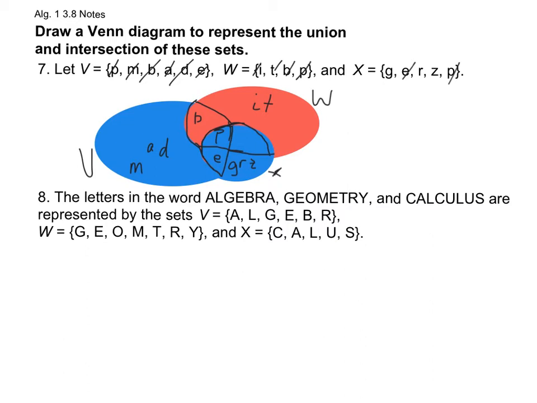M, A, and D were just in V. We've got M and X sharing E, and then all 3 of them share P, and then we've got V and W that share the letter B. So that is my Venn diagram. Try number 8 on your own. Basically make something kind of like this. You can do it. You can handle it.